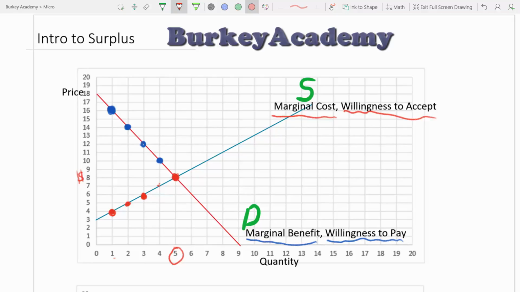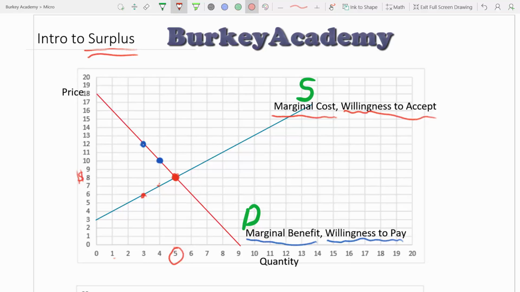Now, what's also special about that equilibrium point here. I'll try to erase some of these extra dots without erasing my line. What's special about that equilibrium point is that it's where the surplus is maximized, what we call the total surplus. Now, what is the total surplus? Here is the simple way to think about what we're talking about here.